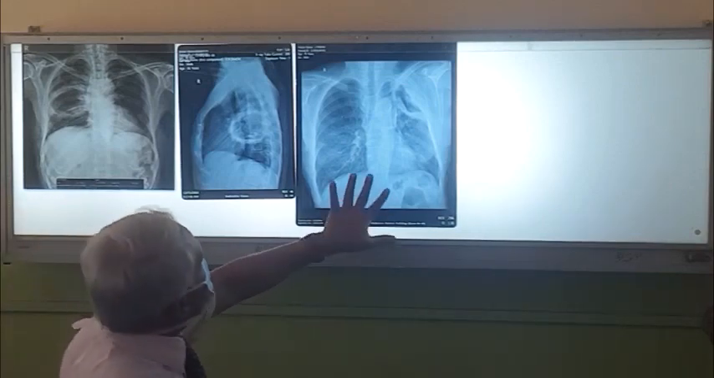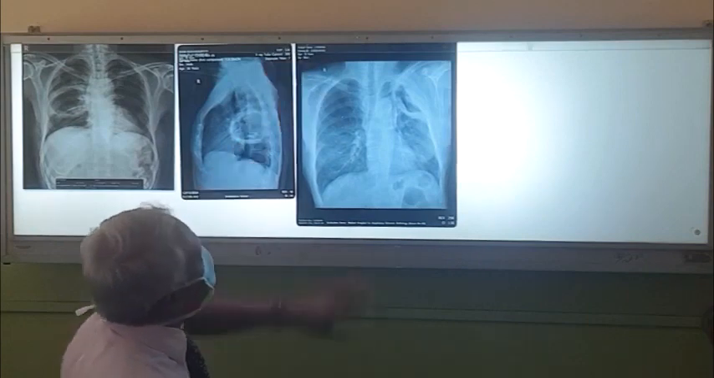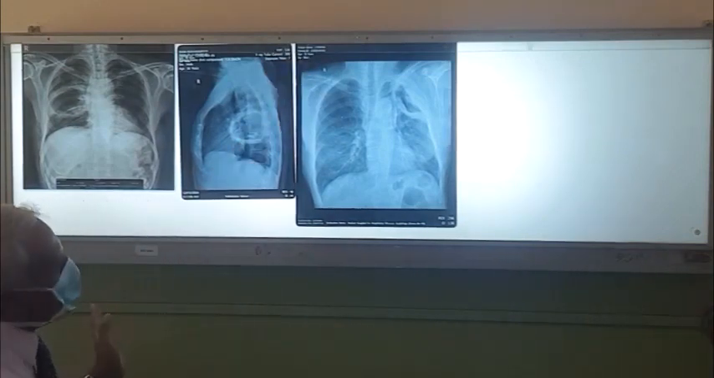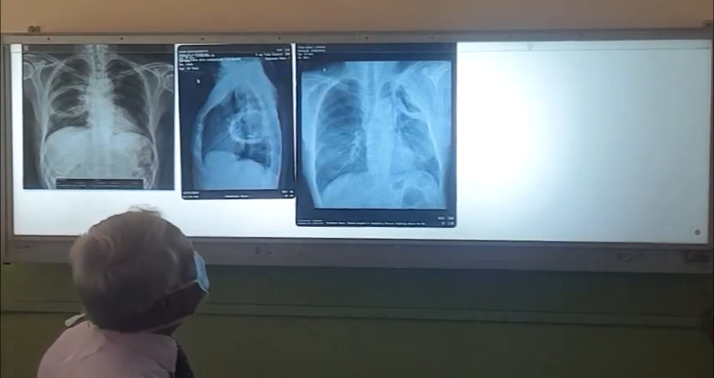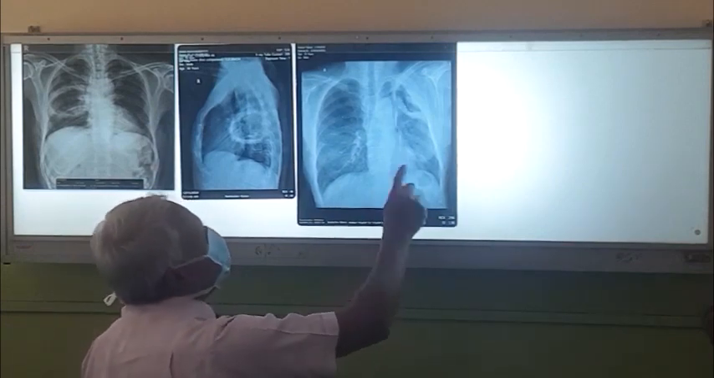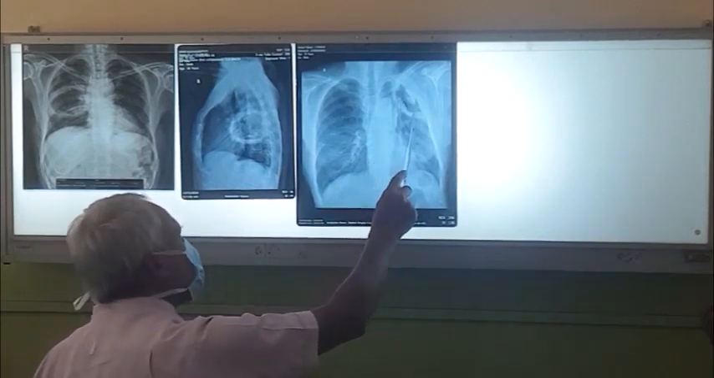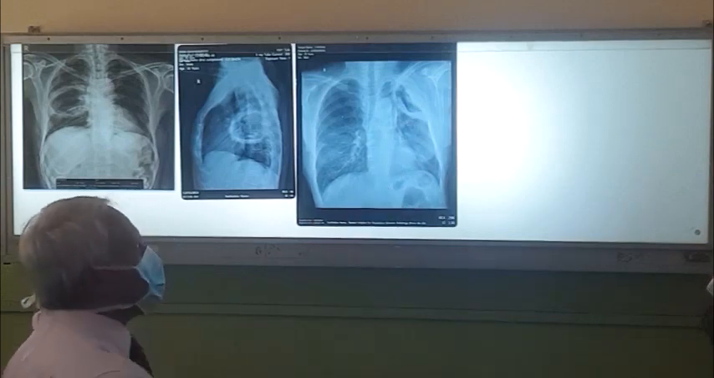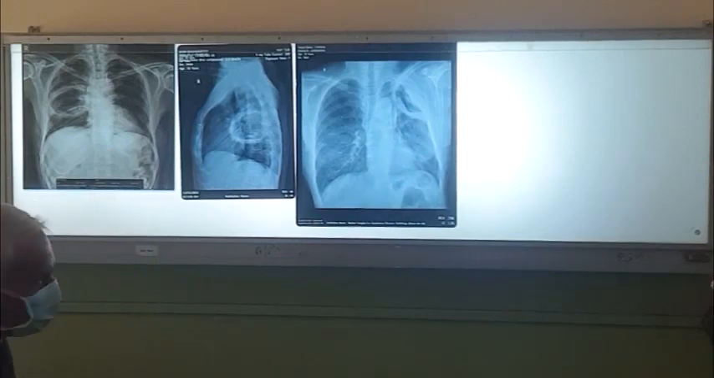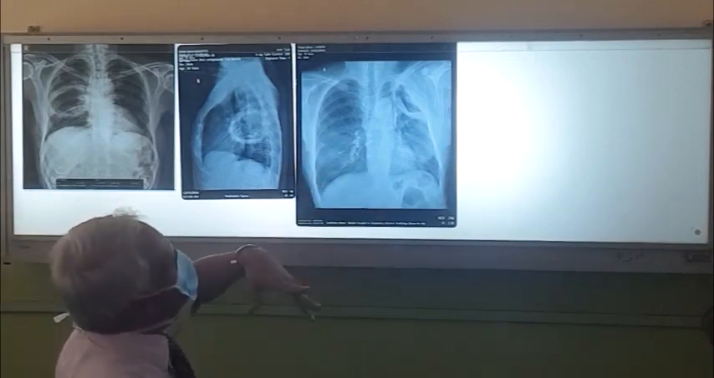Then this X-ray, 76 years, right? And a lot of radiological changes are there. Obvious thing is this: there is a cavity with irregular inner margin, thick wall cavity with irregular inner margin. Always think of malignancy, right? Cavitating malignancy, especially squamous cell here.